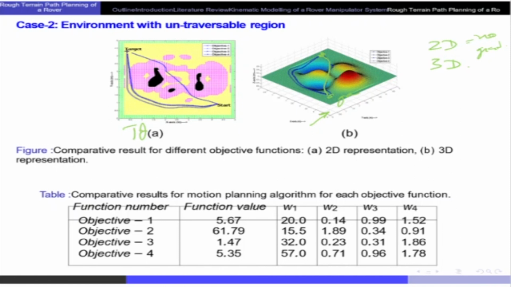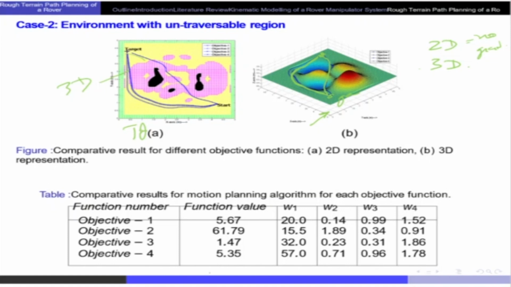It doesn't know gradients. But the moment you come to 3D case, what you find is that the robot, this is a 3D case, the robot is avoiding all these high gradients. You can see these are very high gradients. It is avoiding all of that and taking a path which is smoother, almost flat ground. So the energy requirement has come down.